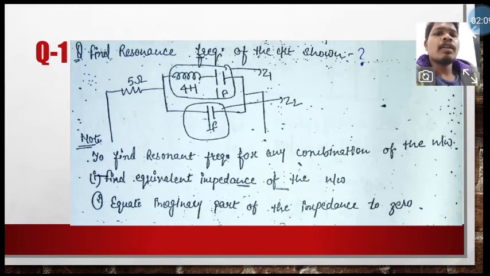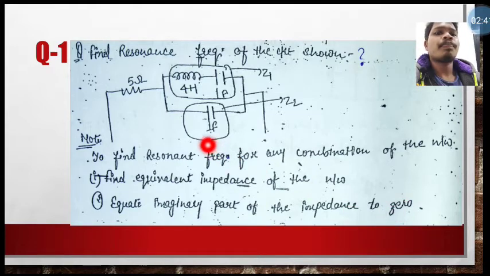So here what we need to do is first separate the impedances, whatever the combination of resistance, inductance, capacitance is there. Here there are two impedances, Z1 and Z2. Z1 contains inductance and capacitance, and Z2 contains only the capacitance. So we take Z1 as our first element and Z2 as our second element. After considering Z1 and Z2, we equate the imaginary part of the impedance to 0.